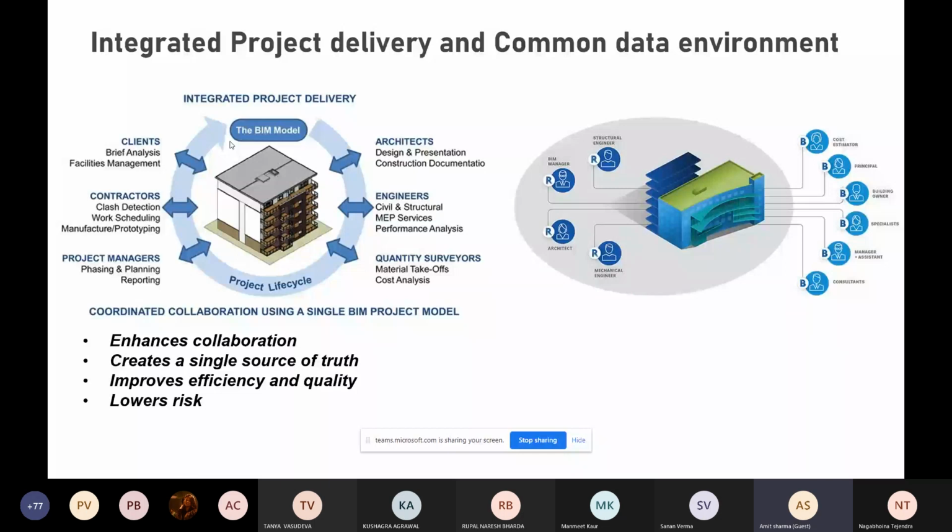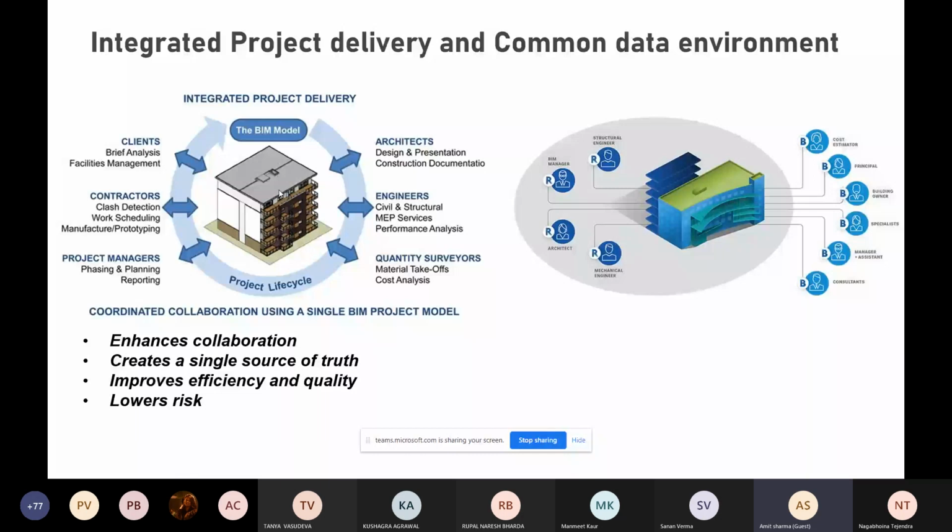If as a contractor you see any kind of issues, you can speak up right away. It creates a single source of truth. What it means is we have a single source of information, a single model. We don't have a bunch of documents.